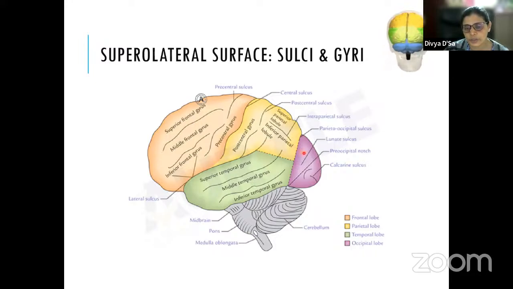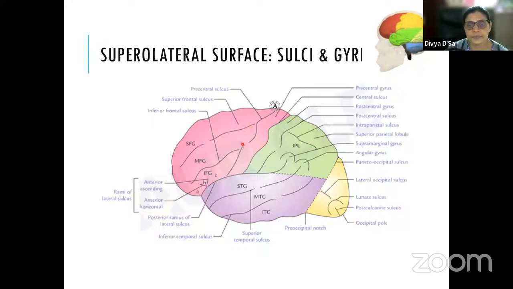Then coming to the occipital lobe, you will see the calcarine sulcus. This is the lunate sulcus here, and there will be the lateral sulcus. Then in the temporal lobe, we have the superior and inferior temporal sulcus, which divides it into the superior, middle, and inferior temporal gyrus. So you don't even have to draw the cerebrum. You can just show this portion and show all the sulci and gyri.